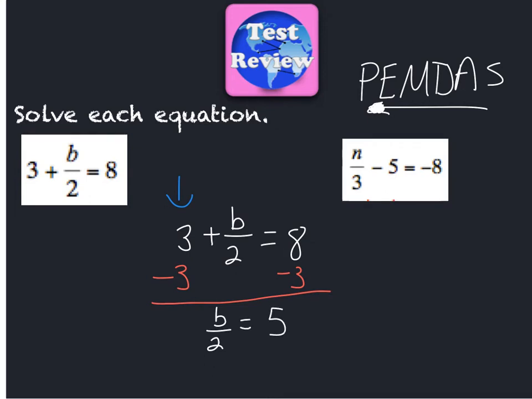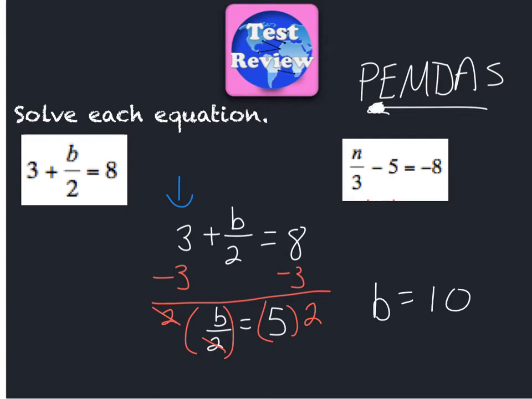Now this is b over 2. Just remember, this right here means division. So it's b divided by 2. Inverse operations, the opposite of division, is going to be multiplication. So how do we get rid of that 2? We would multiply both sides by 2. Your 2's would cancel, and you'd be left with your answer, which is b equals 10.